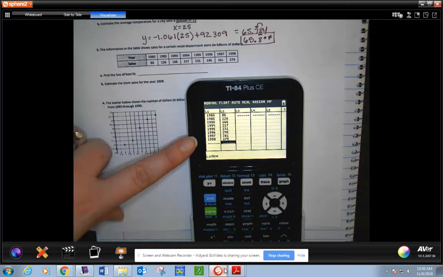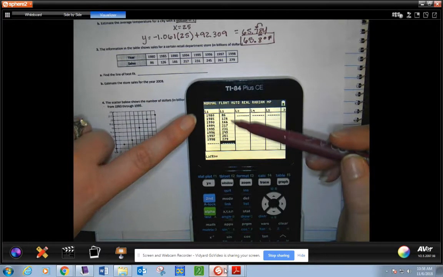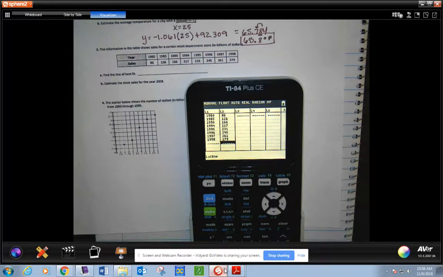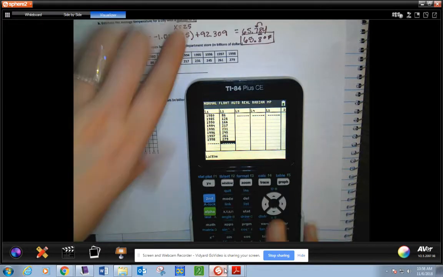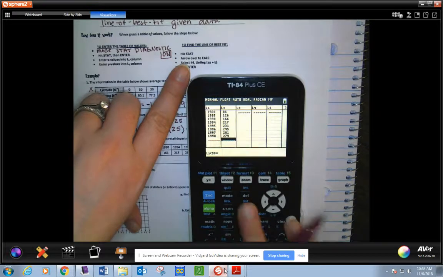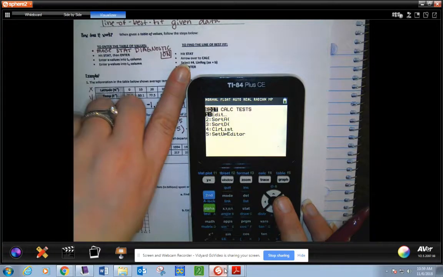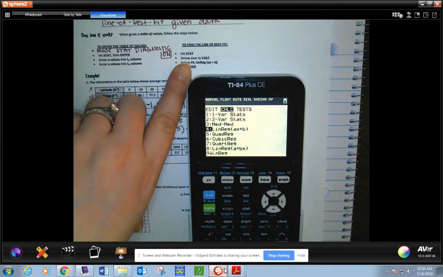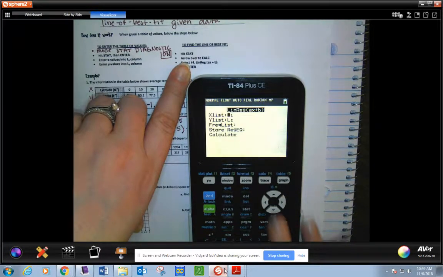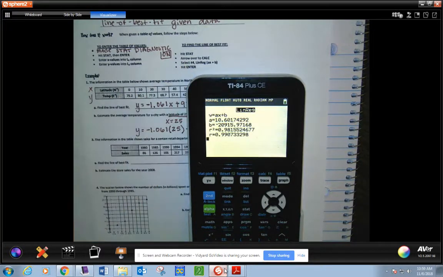Okay, now that you have everything typed in, and remember, just do a quick check to make sure you typed it all correctly. We're going to now follow the next set of instructions, which say to hit stat again, and you're going to go over to calculate into number 4 and hit enter. You have to go down to calculate and then hit enter. And now you have your new data.